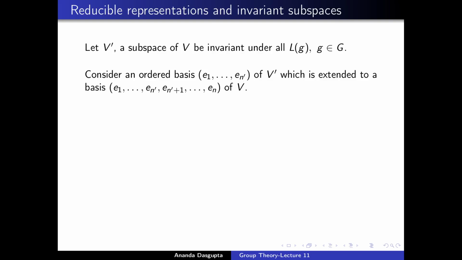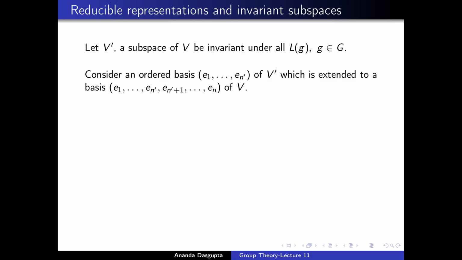That is, you add enough linearly independent vectors to the set E1, E2, E3 up to En prime, and keep on extending the basis until you end up with a basis for all of capital V. This is a pretty standard procedure in linear algebra, and I'm pretty sure all of you know what this is really all about.